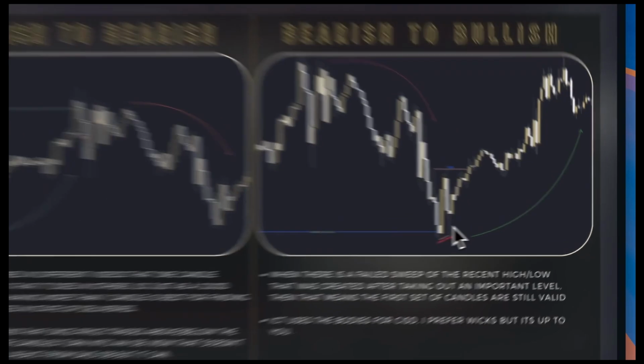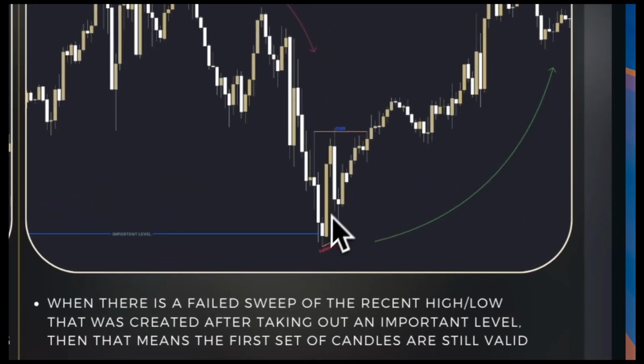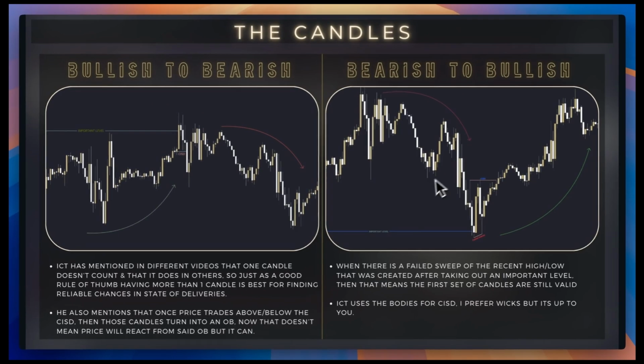Now here you can see that once price caused the change in state of delivery here, price did not retrace back into the order block and it just kept going back up. So that is why I say that just because it turns into an order block, it doesn't mean that it's always going to get retraced into it.